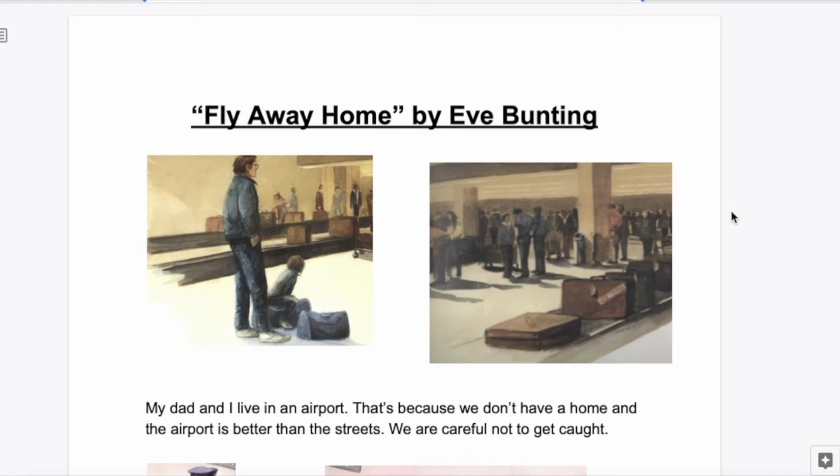My dad and I live in an airport. That's because we don't have a home and the airport is better than the streets. We're careful not to get caught.